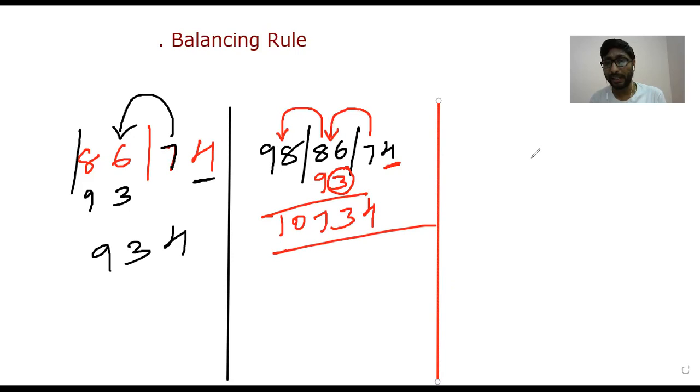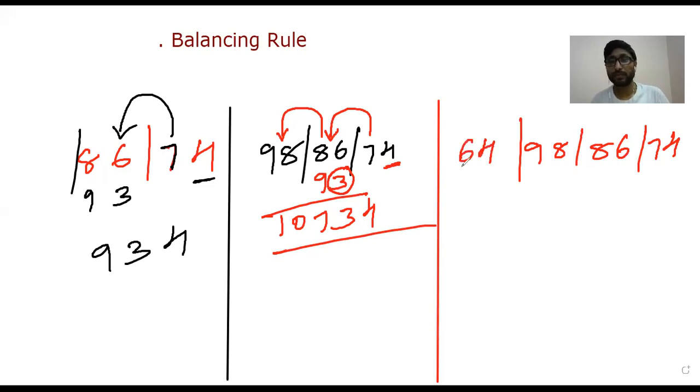Okay. Similarly, 98, 86, 74 is there. Let's say 64 is also there. Look here now. This is common. Write the 4 as usual. Write the 3 as usual. 98 plus 9, how much?